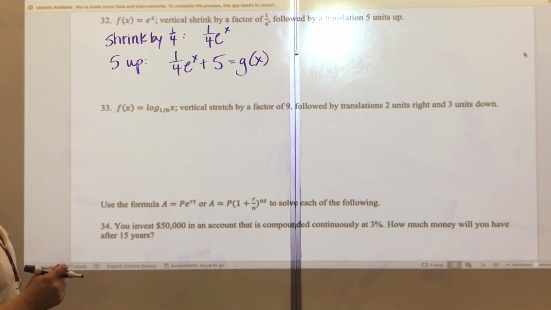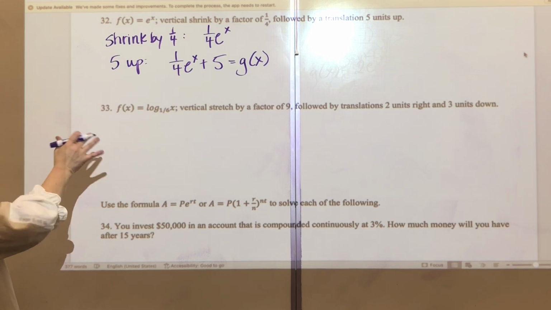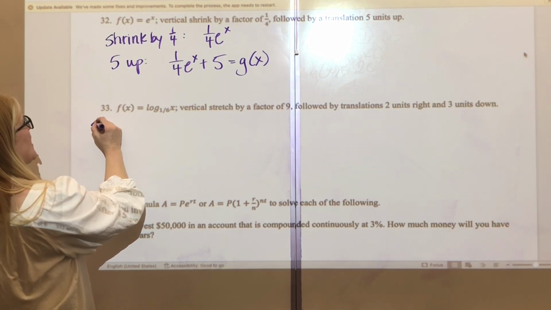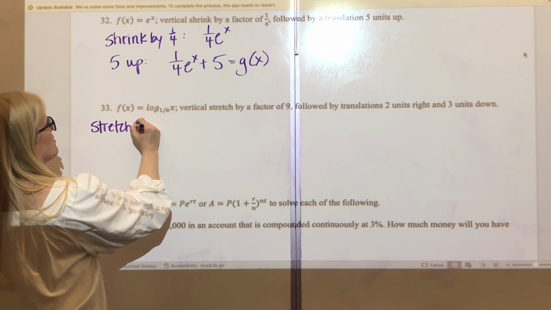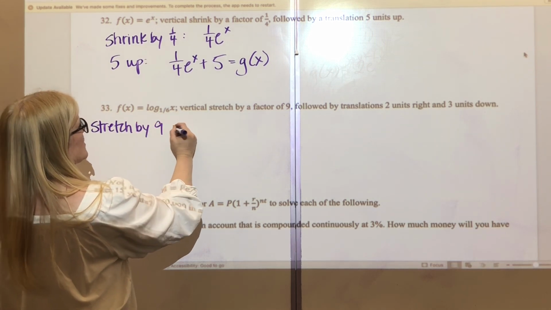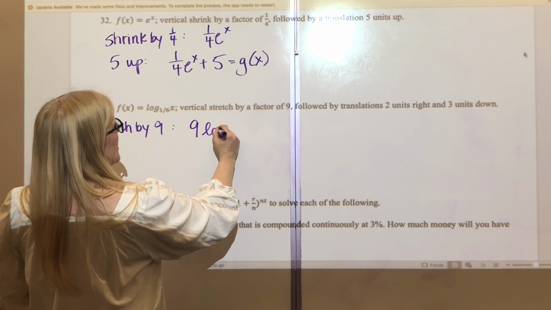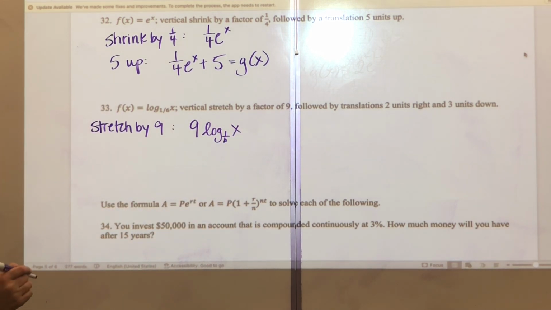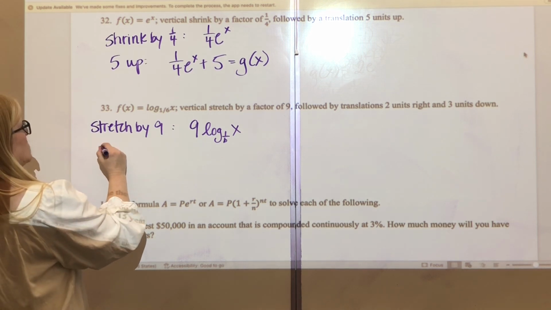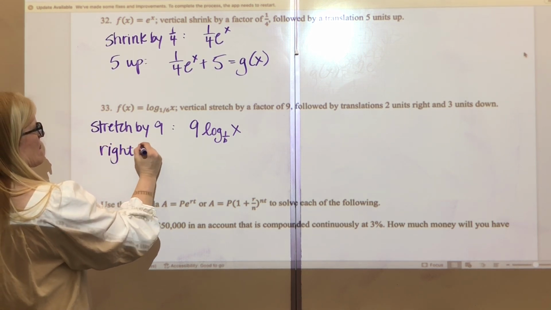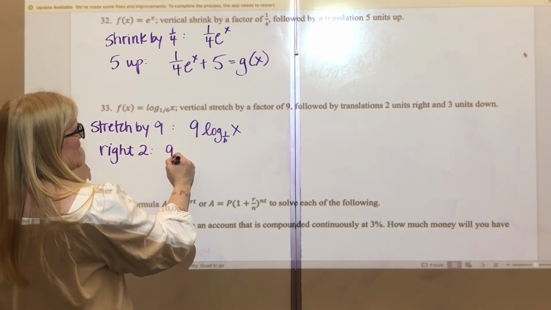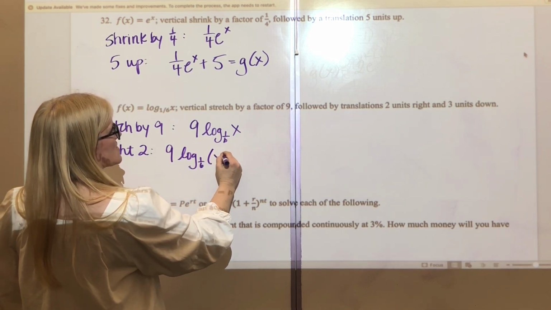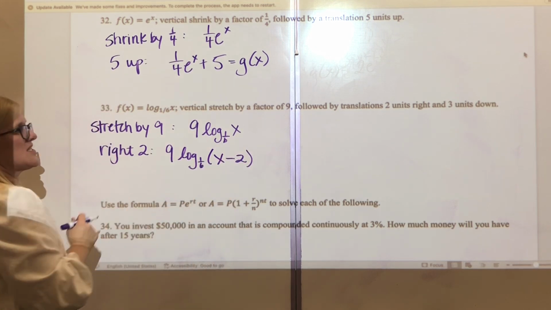Okay. Finally, with these, we have log base 1/6 of x. We have a vertical stretch by 9. So stretch by 9 is going to give me 9 times log base 1/6 of x. Followed by a translation 2 units to the right. So this is 9 times log base 1/6 of (x minus 2) in parentheses.